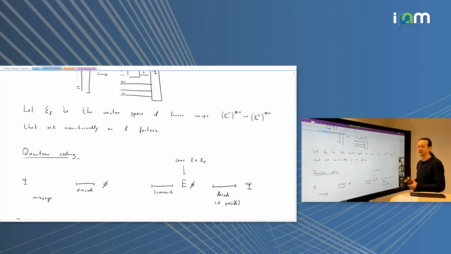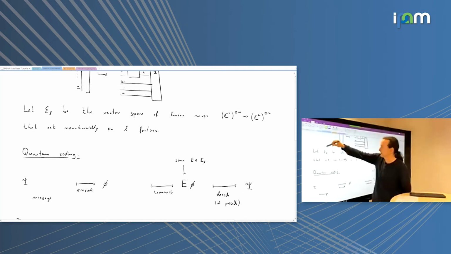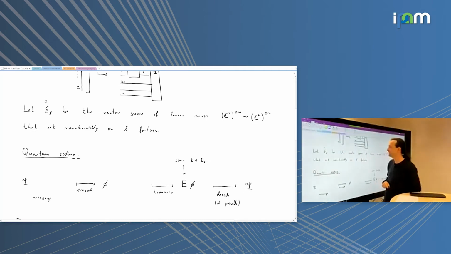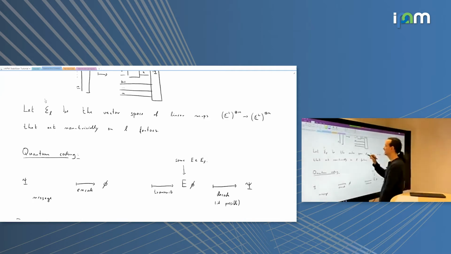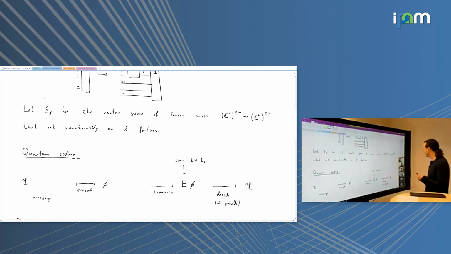So let's give a name to the space. And again, we will use the symbol EL. So let EL be the vector space of linear maps from C2 to the tensor n to C2 to the tensor n that act non-trivially only on up to L factors. And by non-trivially, I mean different from just applying the identity. Okay, I hope that's clear. If not, this would be a very good time to interrupt me.